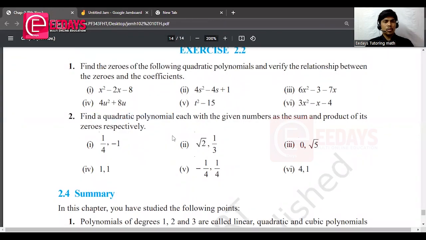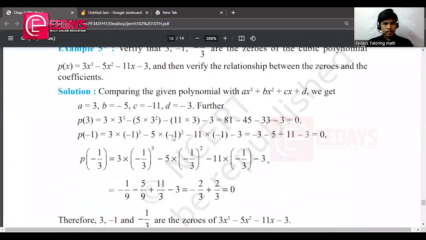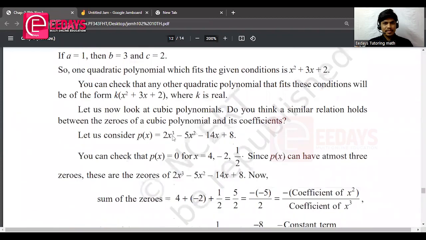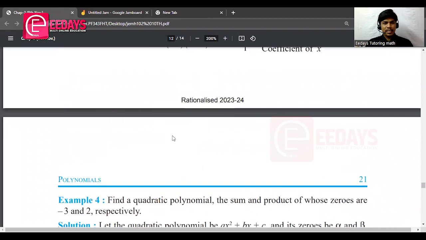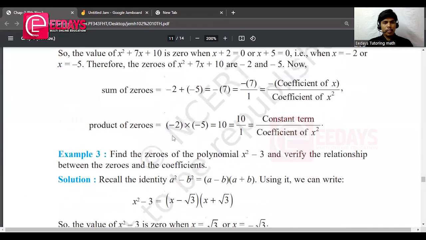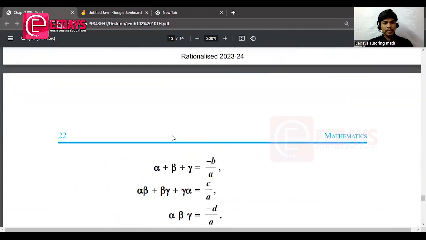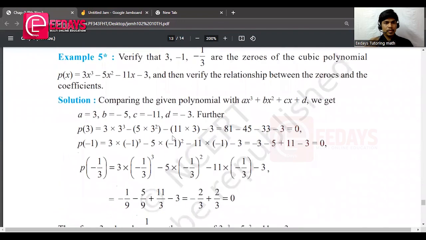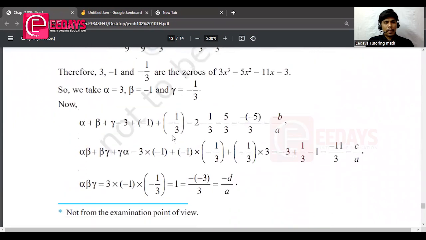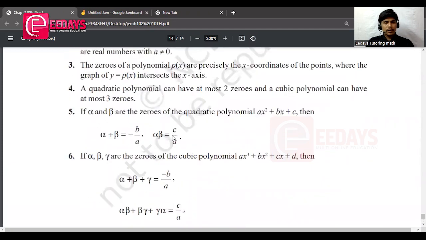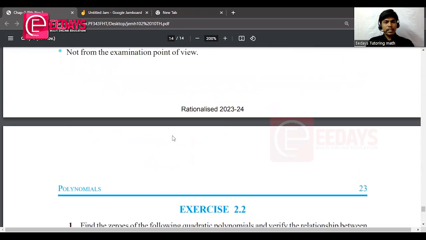Now it's time for questions. I'll give you questions, don't worry. I'm searching for the format of how to write it for a cubic polynomial. Let's understand the format of alpha plus beta plus gamma. I'll give you one equation, try to find it.